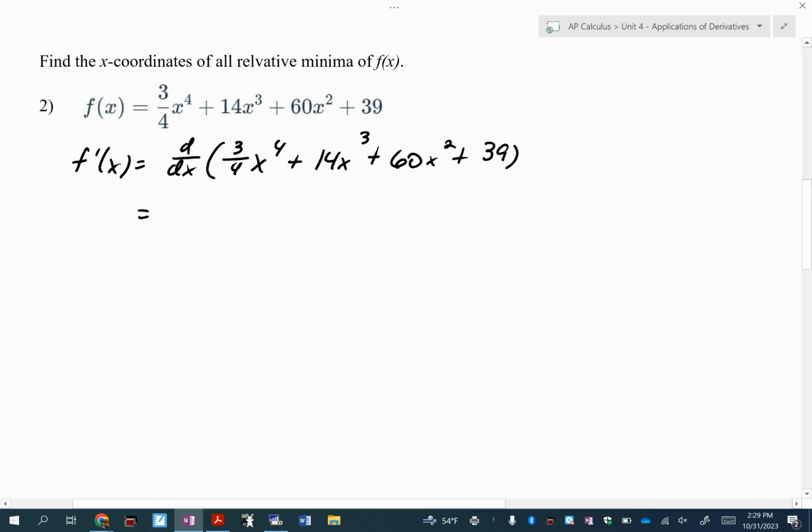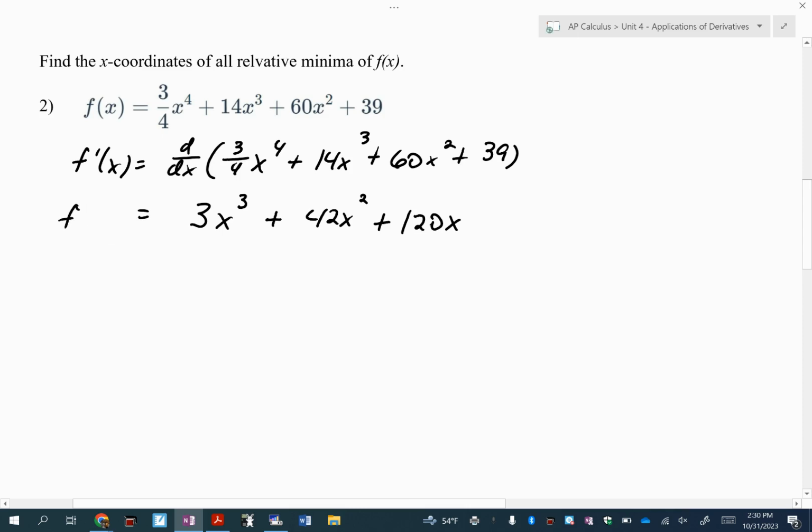Okay, ready? What's the derivative of 3/4 x to the 4th power? Say it one more time, Alan. I like the x cubed part, but how'd you get the 4 part? Did you multiply it by the 3/4? So if you do 4 times 3 is 12, divided by 4 would give you a 3 here, not a 4. Okay? That's just math. And then what's 14 times 3? Ooh, 14 times 3? 42 x squared plus 120x, and then derivative of 39 is 0. So this is the derivative.